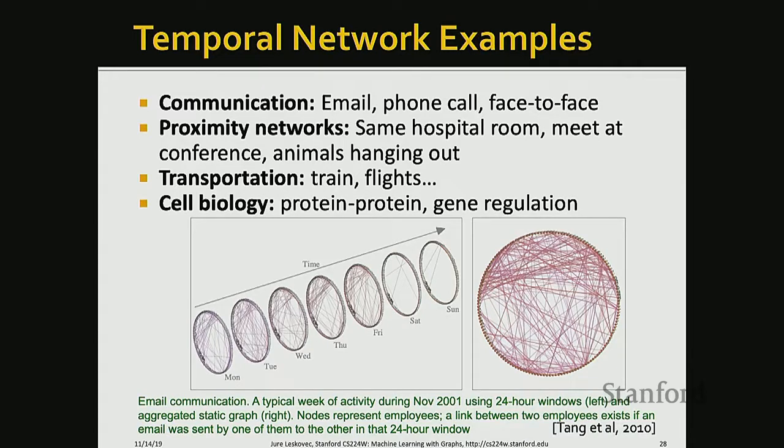You can think of this also as a transportation network, where trains or planes fly, and also in biology. This is a communication network over different days. I think it's at a university somewhere on the East Coast, where you basically have a set of nodes and you see the communication between them. And you see that there is a lot of communication on Monday, maybe even a bit more on Tuesday, Wednesday, Thursday, Friday quite a bit, Saturday and Sunday people don't do email, right? Just if you plot that out.